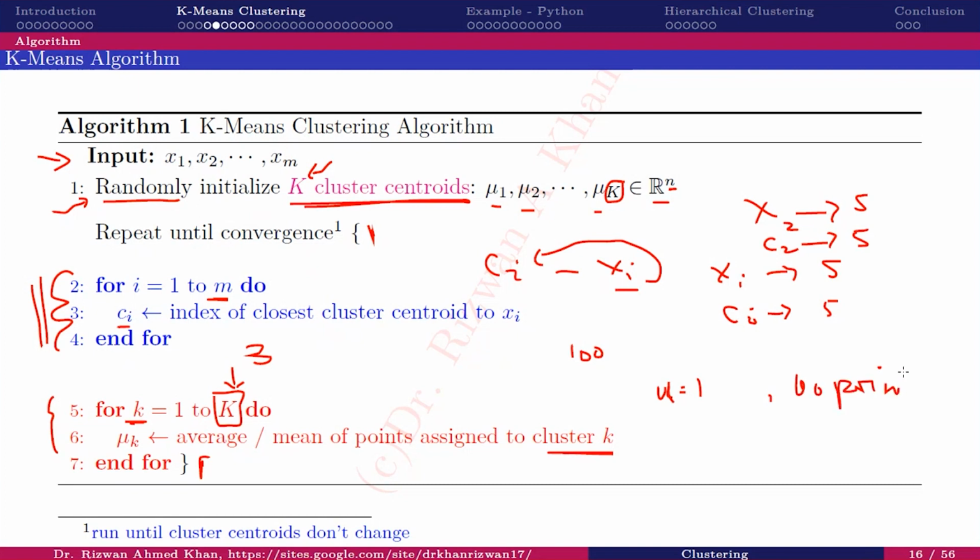So then these 60 points would be averaged. We will average all those points which are assigned to that cluster. We will add them and average them, and that will be assigned as the new cluster point, the cluster centroid mu k, right? This is the average of all the points that are assigned to that cluster.